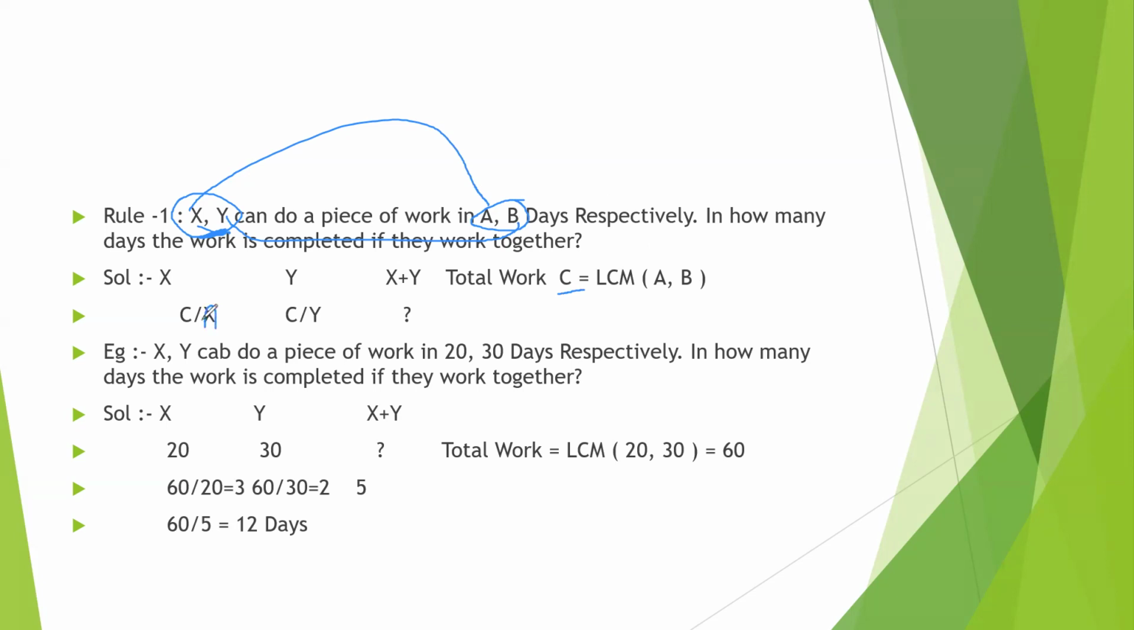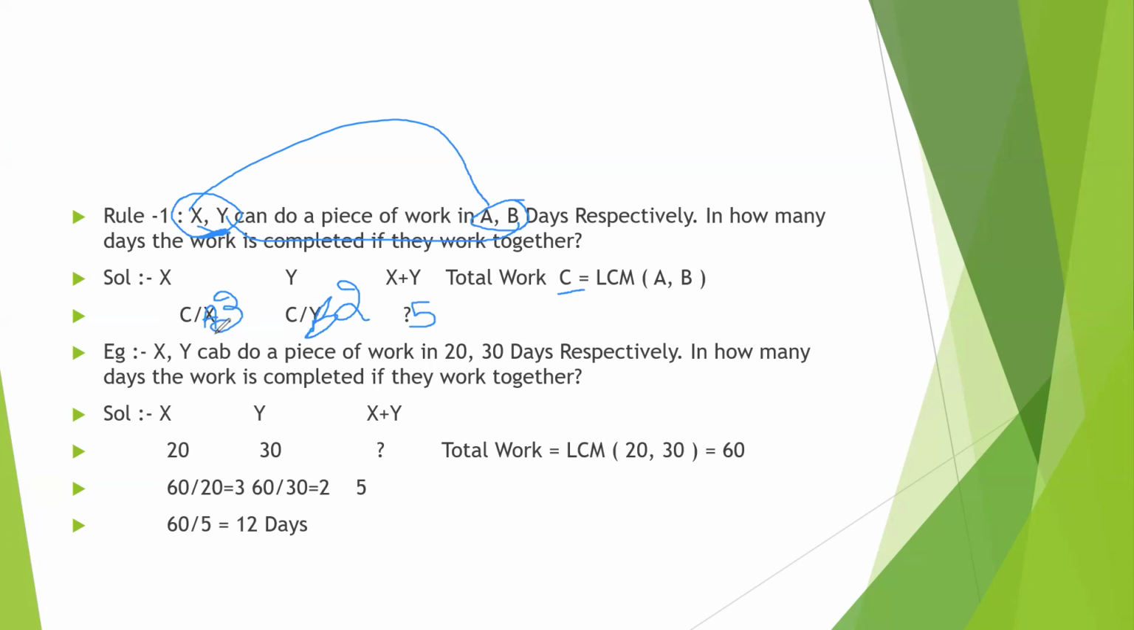Then we find the work done per day by X, that is total work divided by A, and by Y, total work divided by B. Suppose we get 3 units for X and 2 units for Y. Therefore the total is 3 plus 2, equal to 5 units. Here the total work is C and the number of days is A.